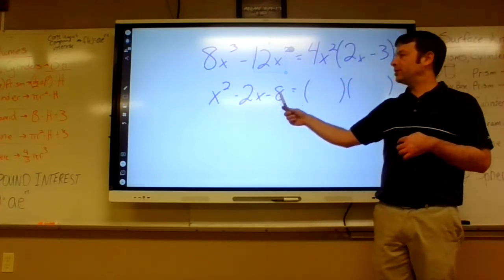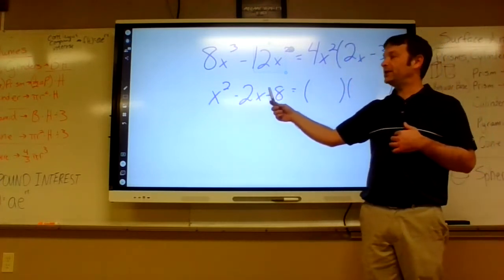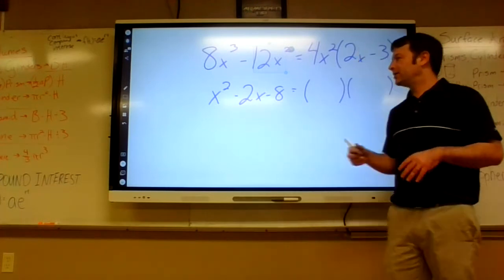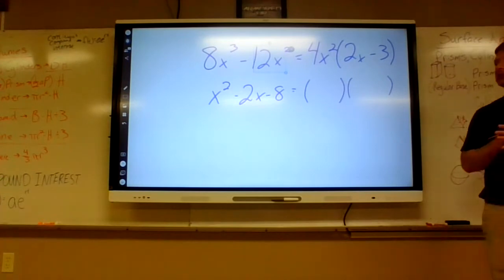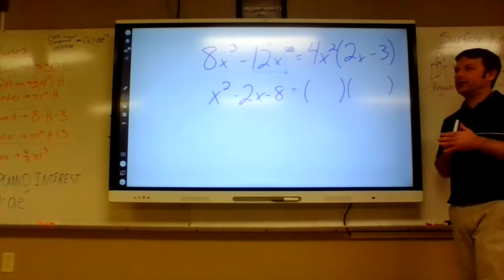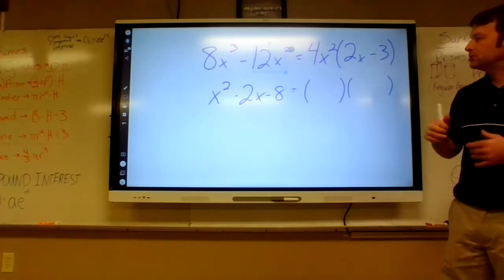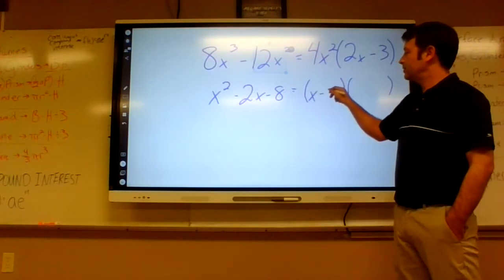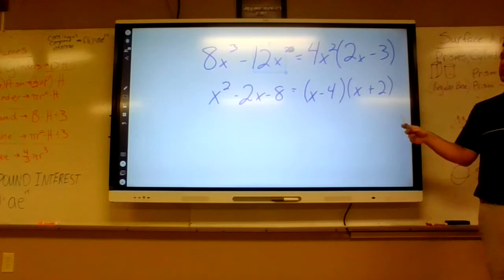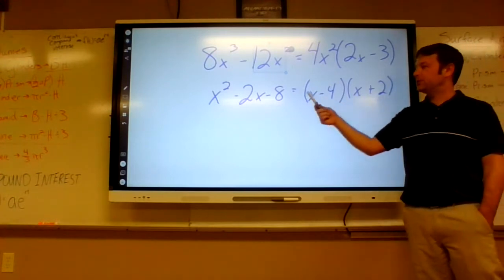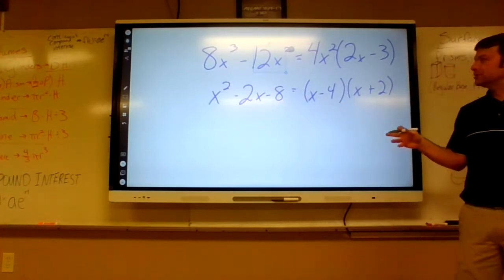You say, what two numbers multiply into -8 that could add up to -2? 2 and 4. How do you get 2 and 4 to add up to -2? -4 plus 2. Okay, those multiply to -8 and they add up to -2. Right?